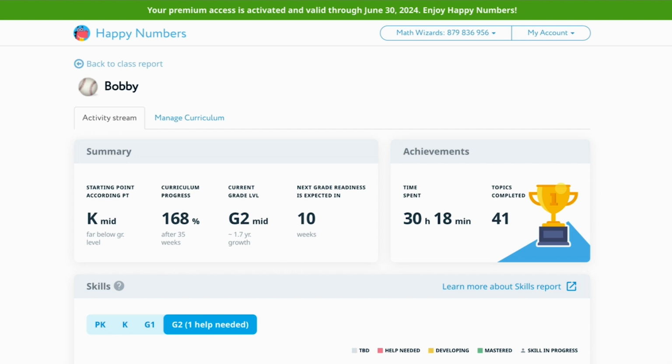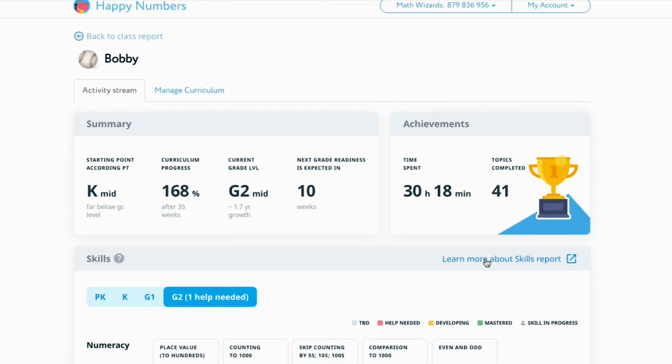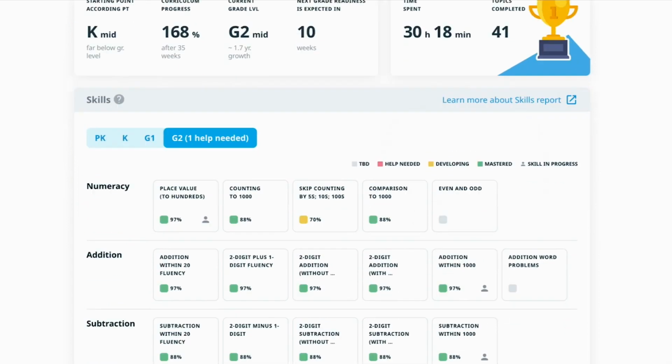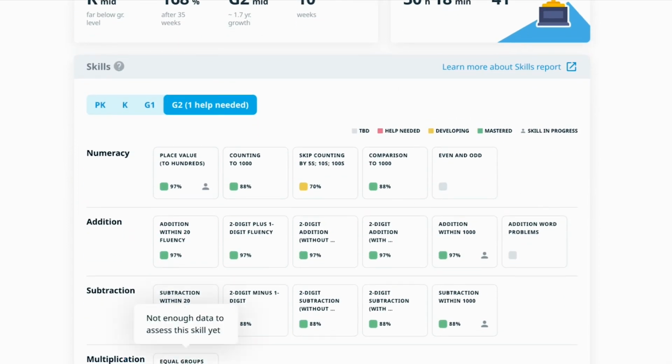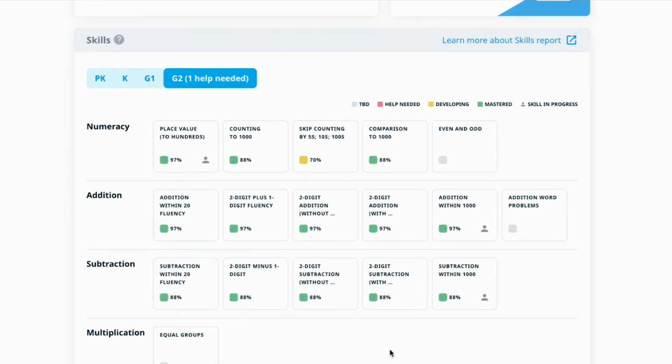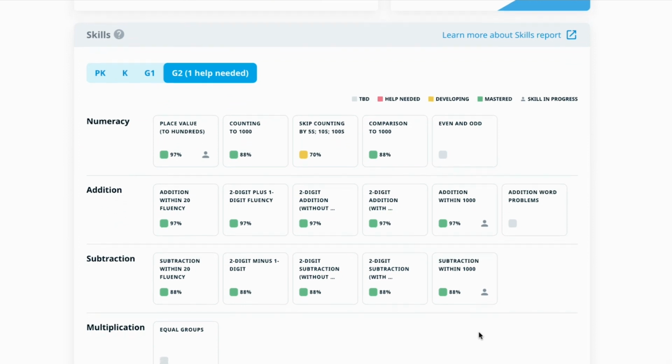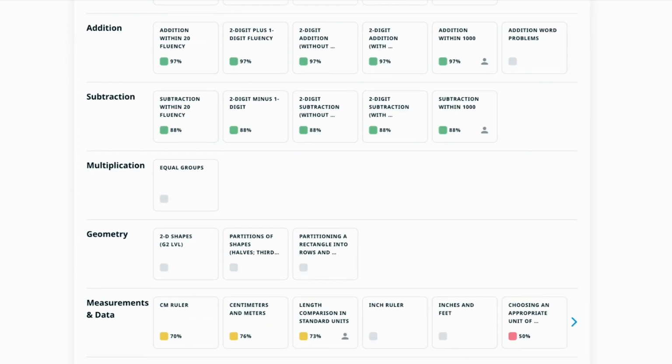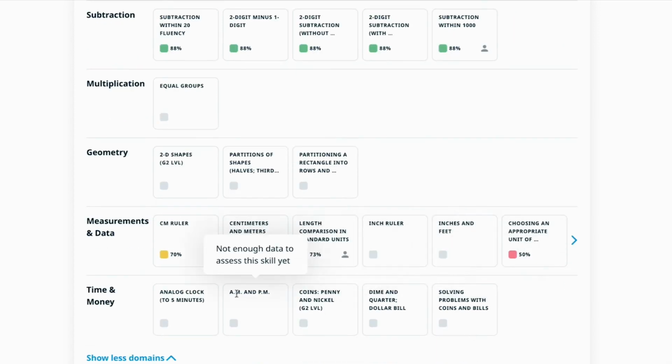The achievement section shows how much overall time Bobby's spent on tasks and how many topics he's completed. You can see he's done over 30 hours and 41 topics. If we scroll down, we'll see the individual skills report for Bobby. Everything looks good here, but I do notice that Bobby needs some help with one particular skill: measurement and data. Choosing an appropriate unit of measurement.